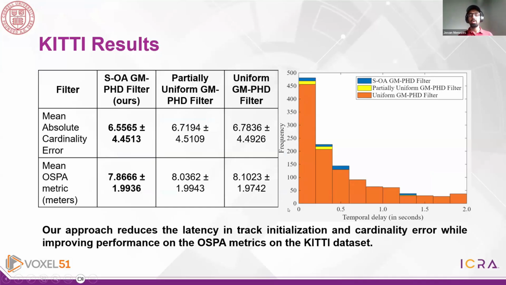And on the right, we see how our method, even on the KITTI data set, reduces the track initialization delay as compared to the baseline approaches here. So essentially our approach reduces the latency in track initialization while improving the cardinality error and the OSPA metric on the KITTI data set as well.